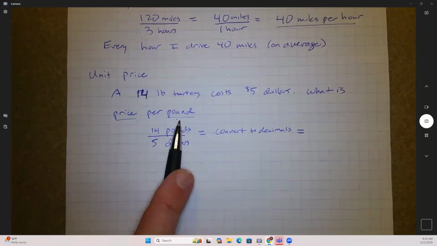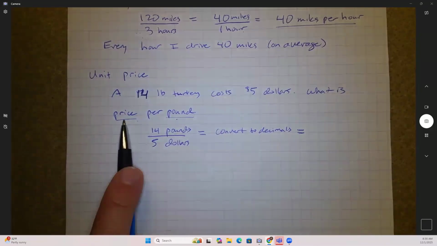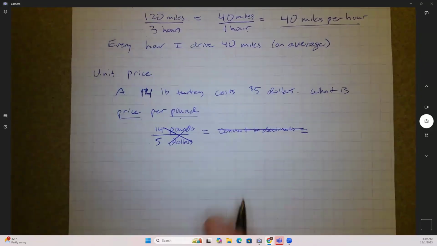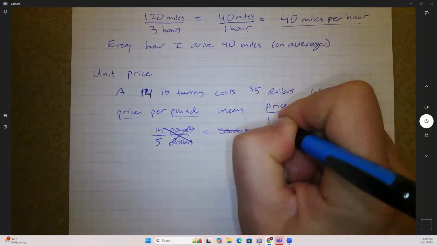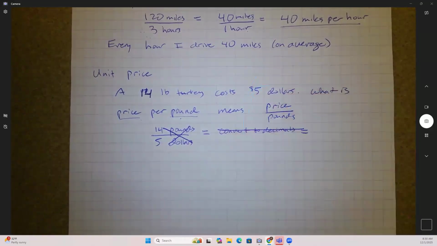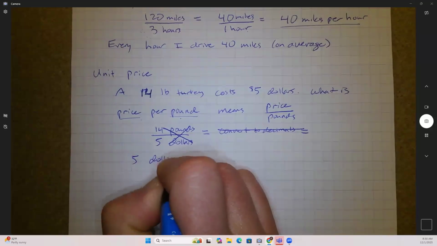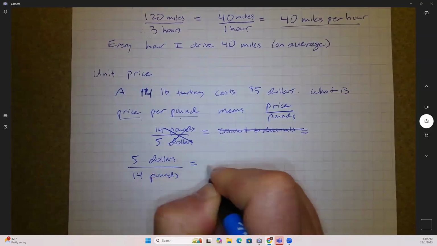Price per pound. So which should go on the top, the price or the pounds? Well, price, because it's price divided by pounds. I could do the other ratio and look at the pounds per dollar, but that's not how we think about the cost of food. So it should be $5 divided by 14 pounds.